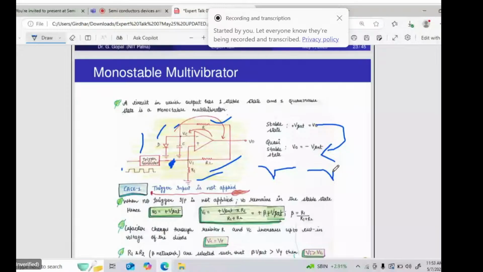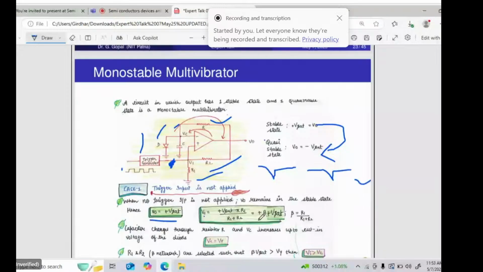Likewise, as in other multivibrators, there are two cases here. Now let us suppose there is a case when no trigger is applied. No trigger applied means, as the name suggests, the output remains in stable state. What stable state have we considered here? The stable state we have considered is V0 equal to plus V sat. Can you find out V1? Same relationship. V1 is nothing but the voltage across R1, V0 multiplied by R1 divided by R1 plus R2. Now you are defining R1 divided by R1 plus R2 as beta. So this is beta V sat here. So V1 is this value only.